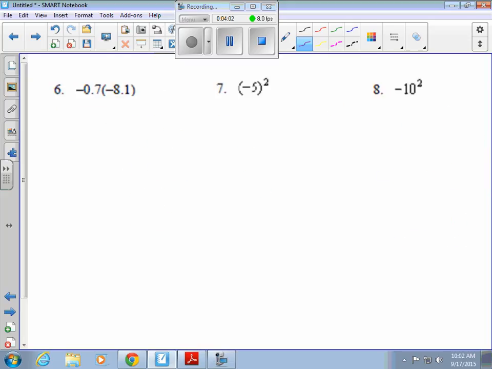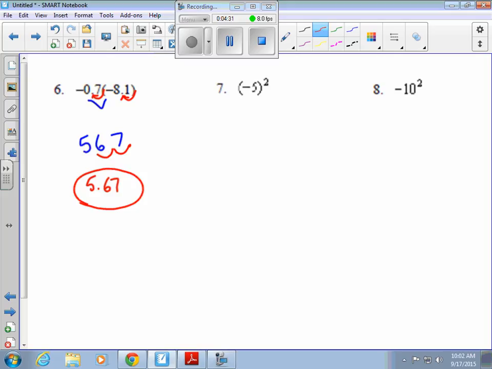Number 6 says negative 0.7 times negative 8.1. A negative times a negative equals a positive. 7 times 1 is 7. 7 times 8 is 56. But it's not 7 times 81. It's 0.7 times 8.1. You move the decimal once for this one and twice for this one. So from here, once, twice, it's 5.67. And again, a negative times a negative is a positive.